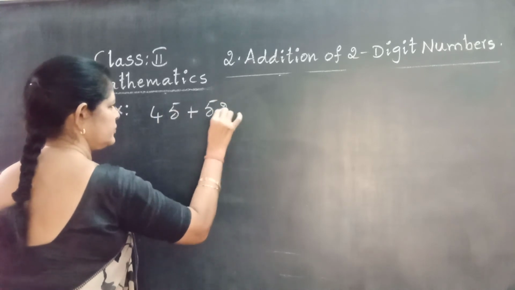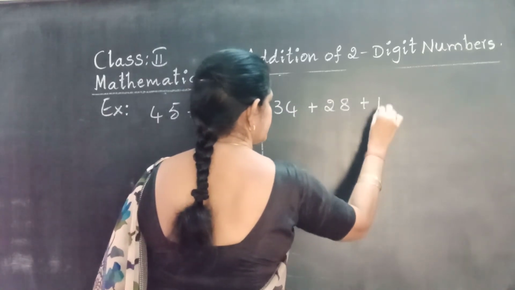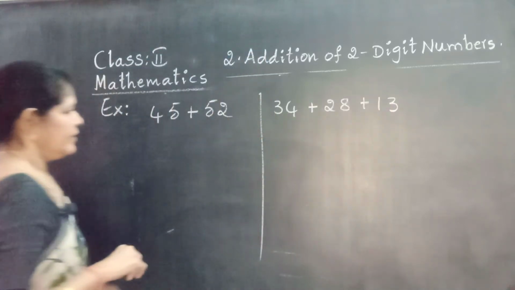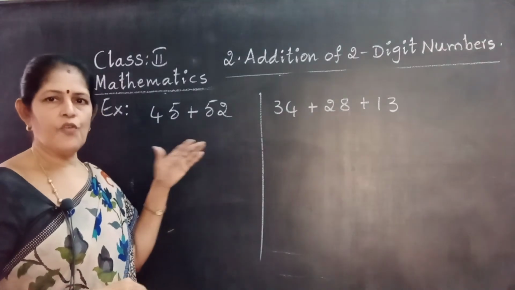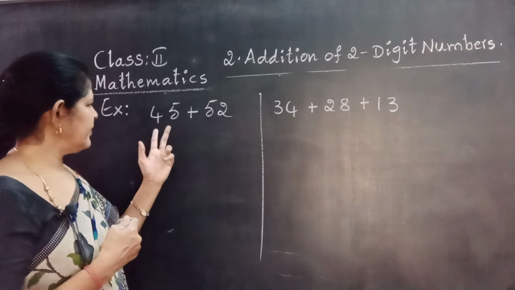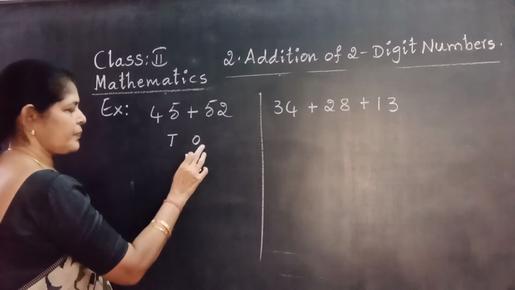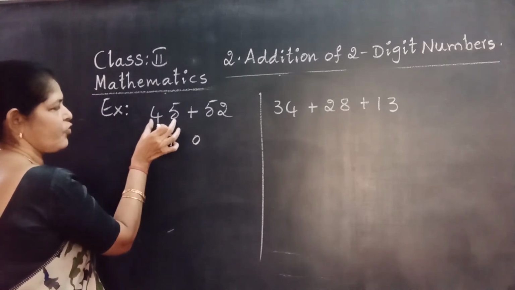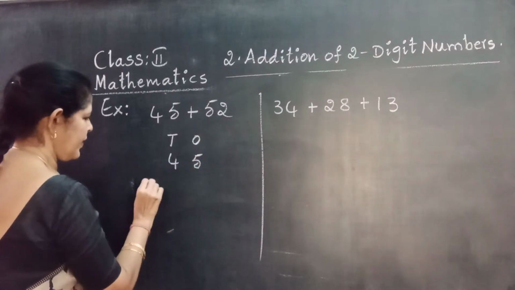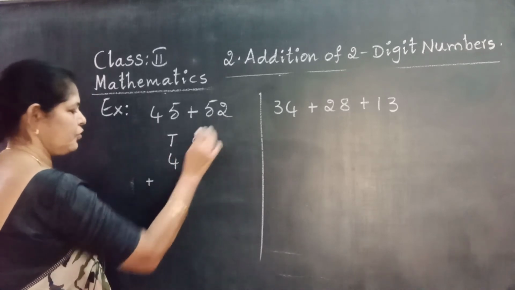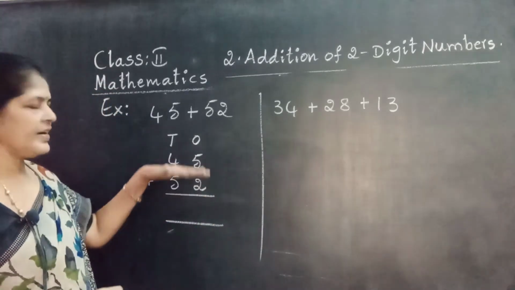45 plus 52, 34 plus 28 plus 13. See, the numbers are given horizontally. Now, if the numbers are given like this, we are going to arrange the addition. Here the given numbers are 2-digit numbers. That means we put the 2 places, tens place, ones place. Take first this number 45. 45, 4 tens, 5 ones. Put the symbol plus. Second number is 52. 5 tens, 2 ones. We are going to arrange the numbers like this.